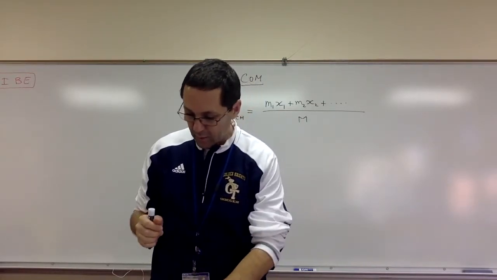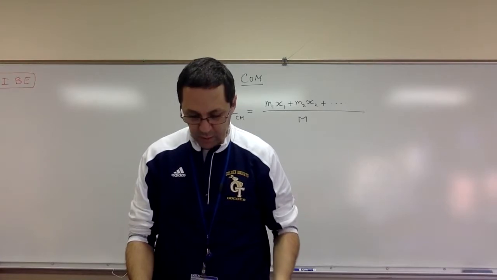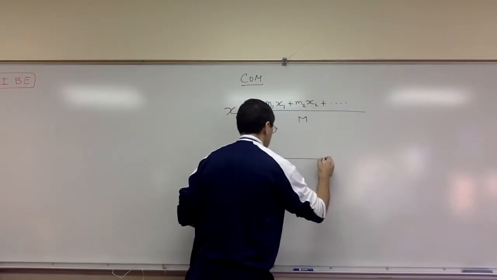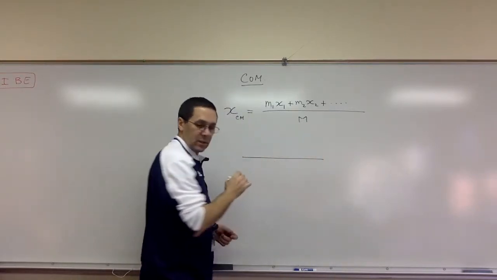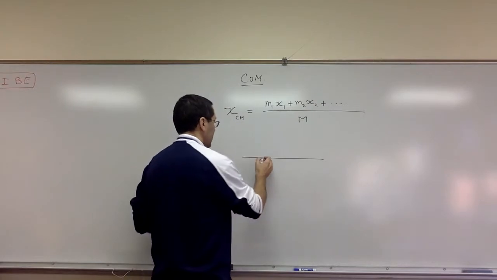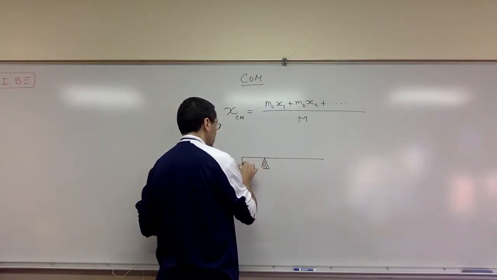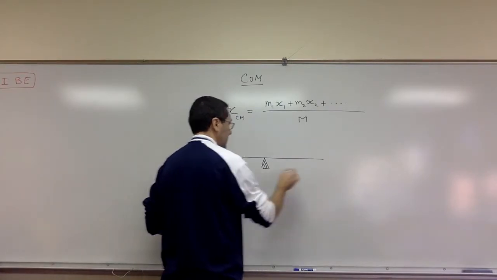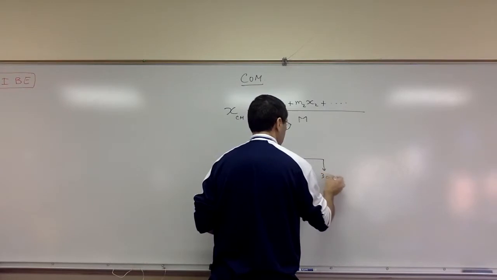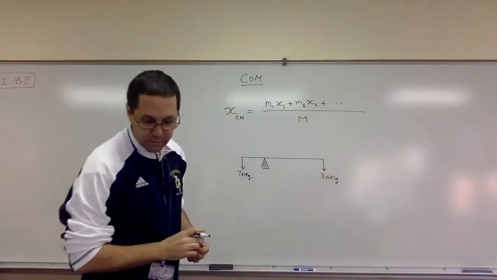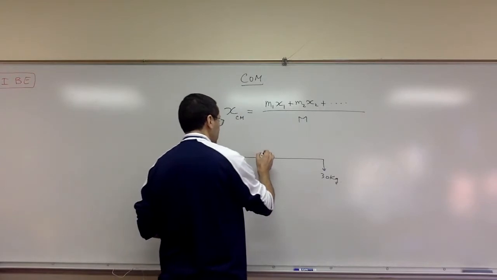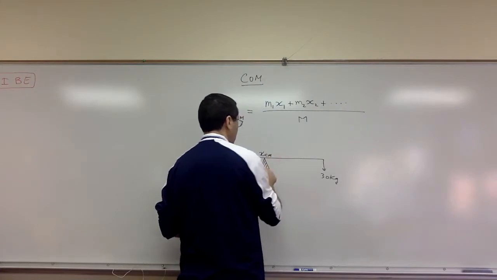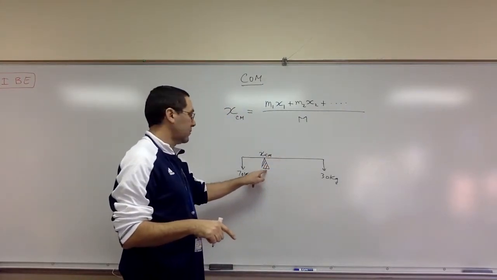So which number do I want to do? I'm going to do number 16 in the packet. It's a redo. Let's start with that. So here's the center of mass. This person is 70 kilograms here. This person is 30 kilograms. And I want to find the position of the center of mass. Because they are balancing around here, that's your center of mass. That's where you balance it.